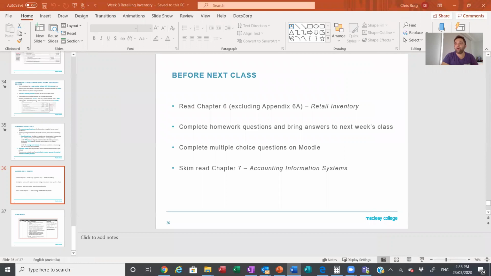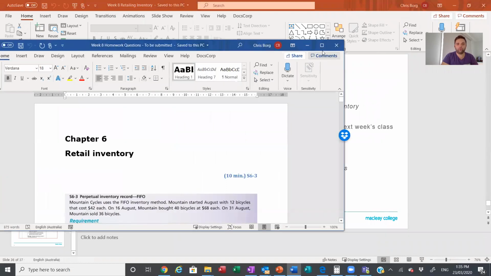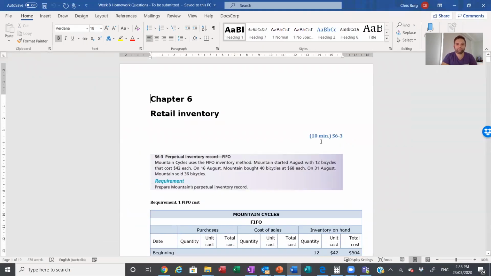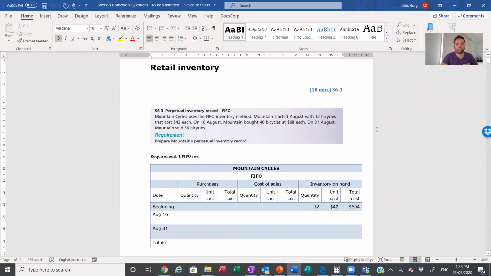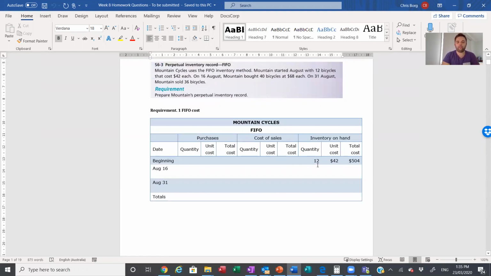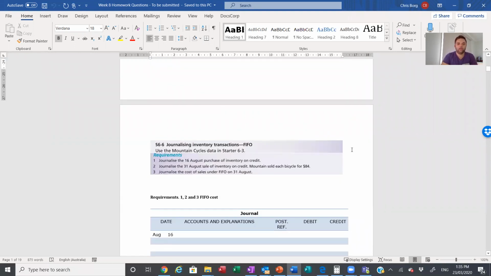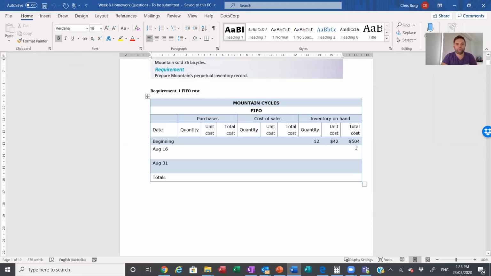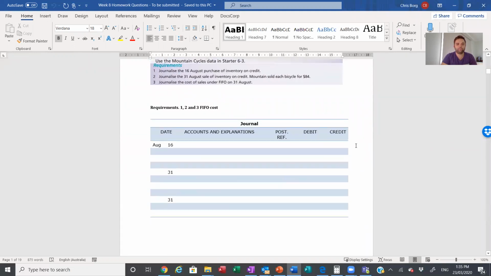The other part is the homework questions. We've got quite a few that you need to do. They are Starter 6-3, which is preparing a business's perpetual inventory record. Again, we've given you all the tables. Then journalising inventory transactions using the FIFO method.